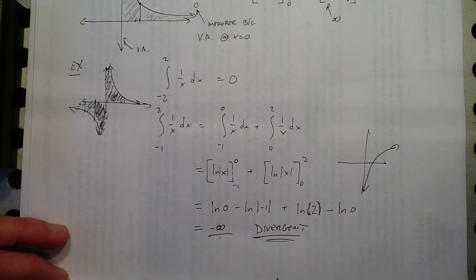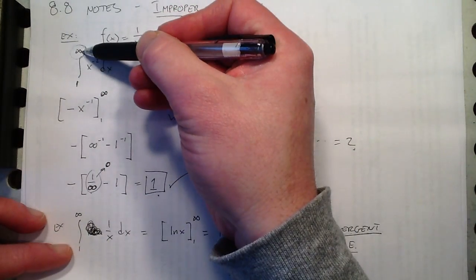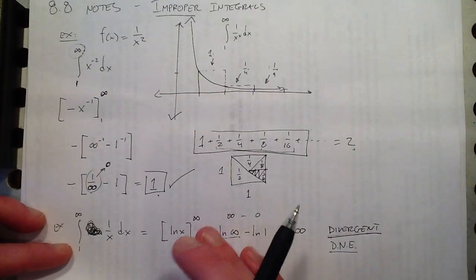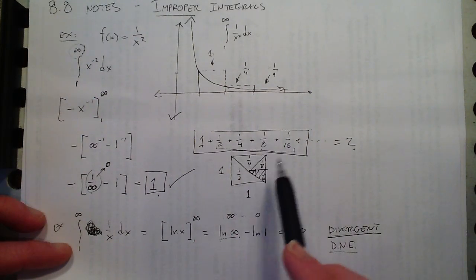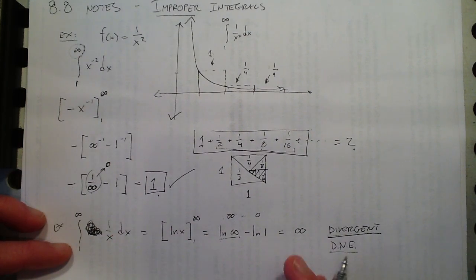How do you know when you're doing an improper integral? Well, if one of the limits of integration is actually infinity, well, that's the most obvious kind. And the other kind would be if you are going right up against a vertical asymptote or you're going across a vertical asymptote. Okay.